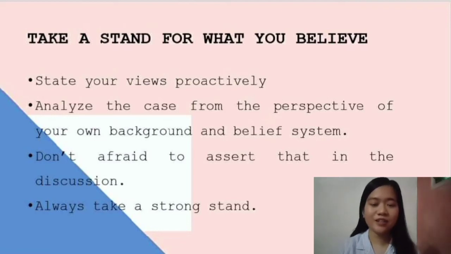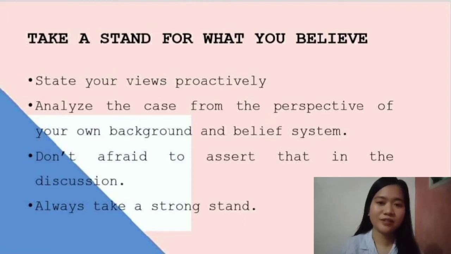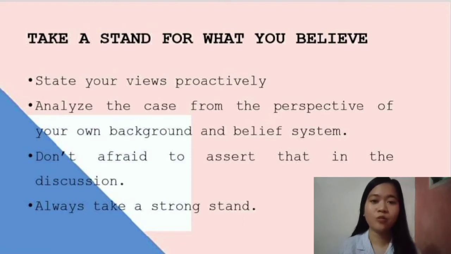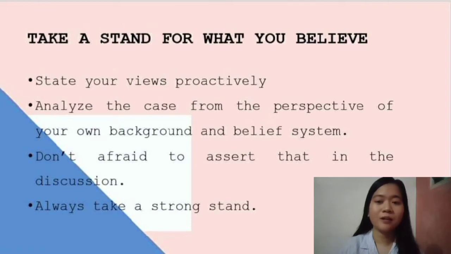Analyze the case from your own point of view that is influenced by your belief system and background. When they notice that the presenter has a strong stand, it encourages the listeners to become curious on what compels the presenter to believe in what she is asserting. It might encourage thorough investigation that would lead to a meaningful discussion.